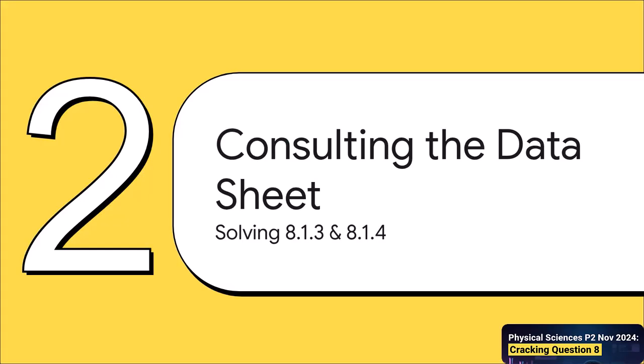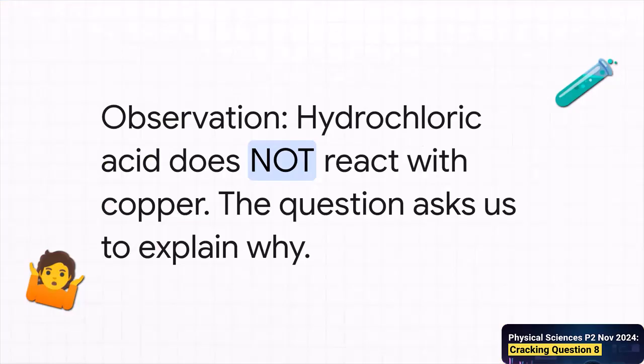All right, let's keep this momentum going. For the next couple of questions, we need to grab our data sheets. The table of standard reduction potentials. Seriously, that table is your absolute best friend in any electrochemistry problem. Let's see how to use it. So now the exam gives us a new piece of information. They tell us, hey, if you drop a piece of copper into hydrochloric acid, nothing happens. Crickets. Our job is to explain why.